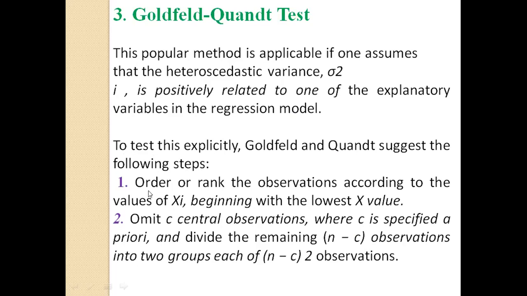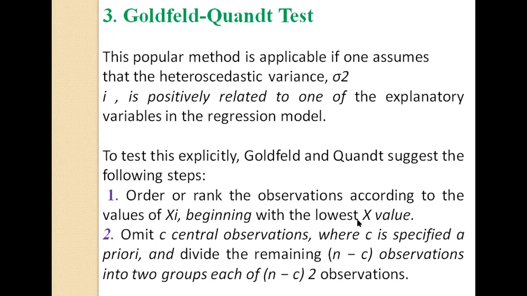The first step is to order or rank the observations according to the values of xi, beginning with the lowest x values. We need to order the values on the basis of their numbers, ranking them wise. Then omit c central observations. For example, we delete some central observations, where c is specified a priori, and divide the remaining values.